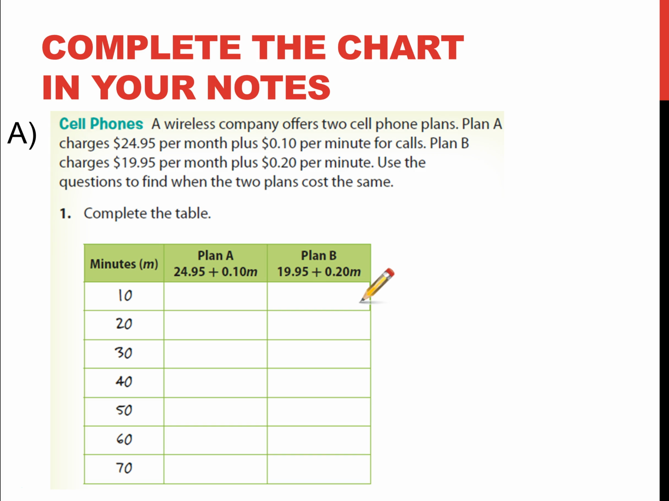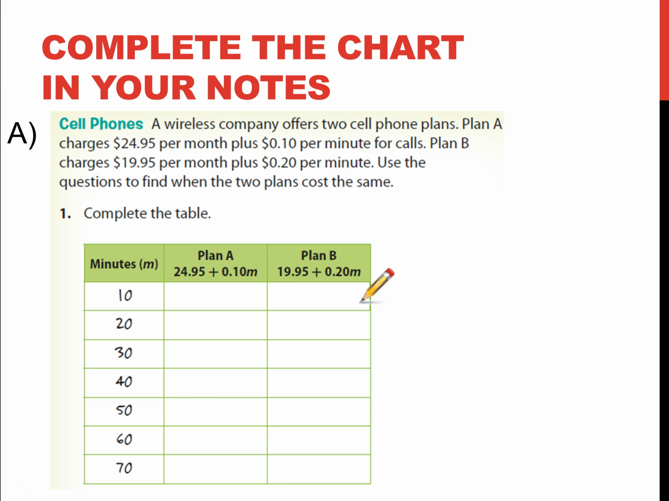Let's dive right in. So first, let's complete this chart. It's example A. A wireless company offers two cell phone plans. Plan A charges $24.95 per month plus 10 cents per minute for calls. Plan B charges $19.95 per month plus 20 cents per minute. So we're going to use the questions to find when the two plans cost the same.